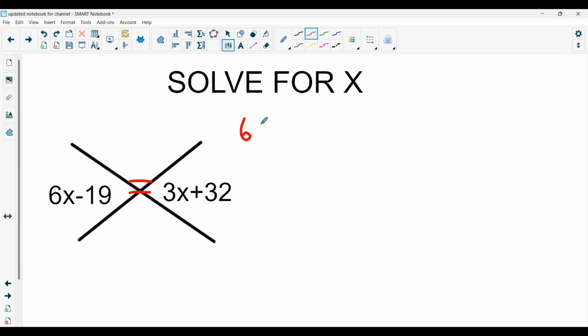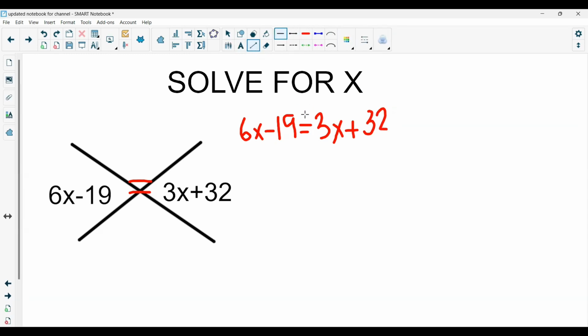So we're going to have 6x minus 19, and we're going to make that equal to 3x plus 32. Alright, so if you can recall, we've seen equations like this when we did equations with variables on both sides. So we're going to solve it the same exact way. I'm going to go ahead and draw my river and let's follow our steps.